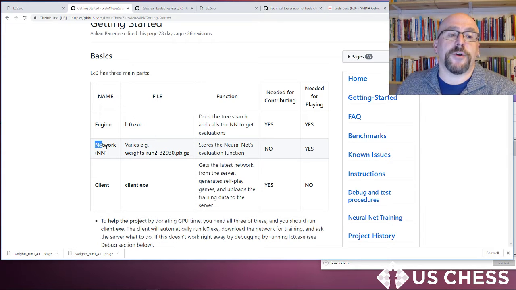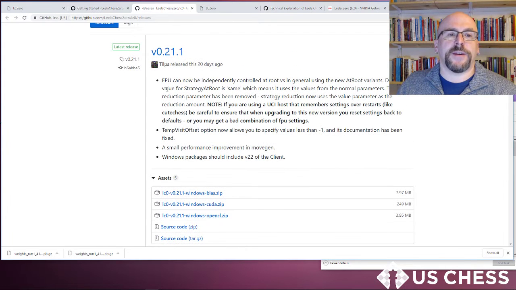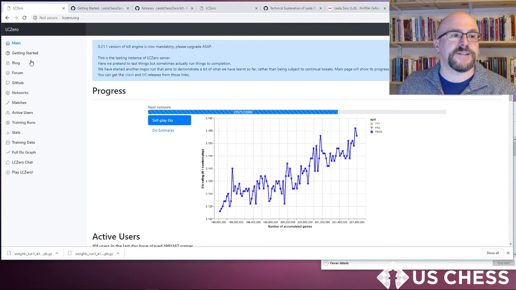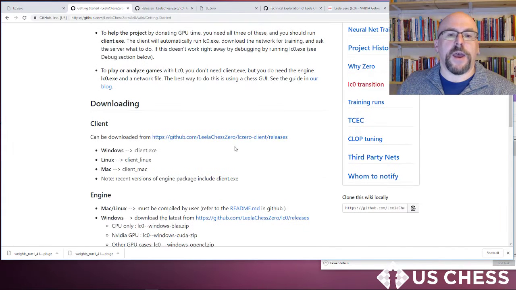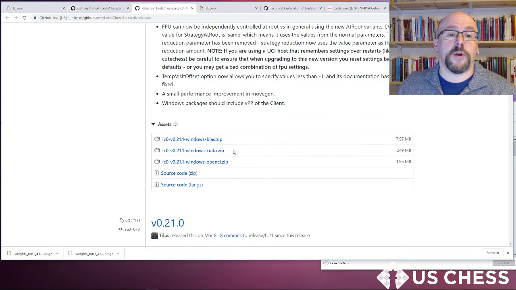You're also going to need to download a network, and I'll show you how to do that in a moment. The third part is the client. The client is what you will use if you are interested in helping with the self-training. Both the engine and the client, so the AlphaZero and the client.exec, they're both downloadable in the releases. So if you go to releases, as you see here on the Get Started page, there are three different versions of this you can download. And really the choice here depends on what sort of hardware you have.